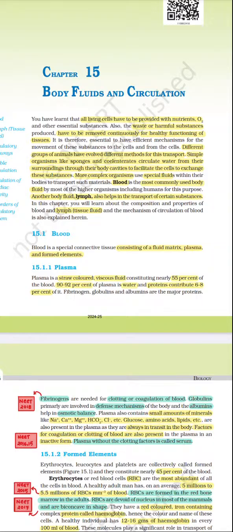certain substances. In this chapter, we will learn about the composition and properties of blood and lymph, tissue fluid, and the mechanism of circulation of blood is also explained here.